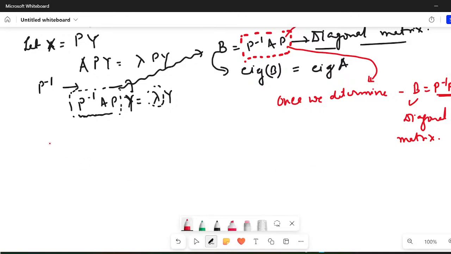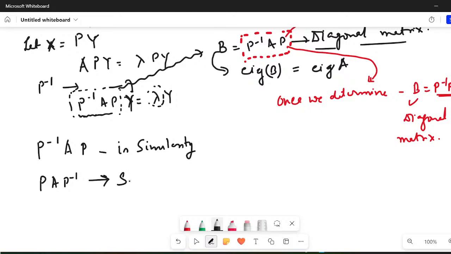One should remember that if P inverse AP is a similarity transformation, so is your P inverse. That is also a similarity transformation.